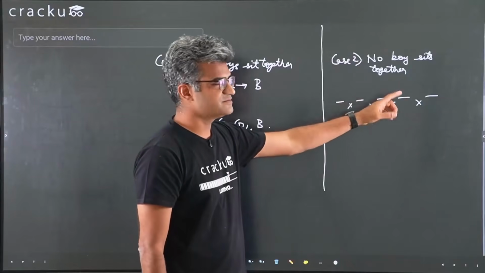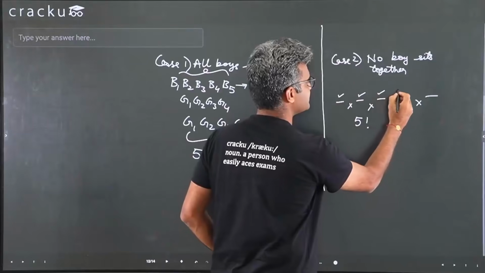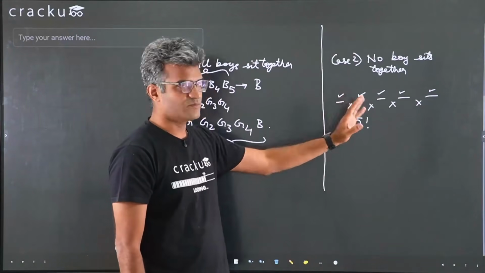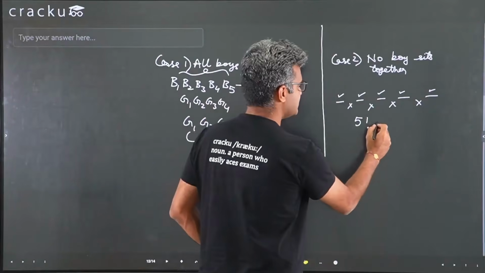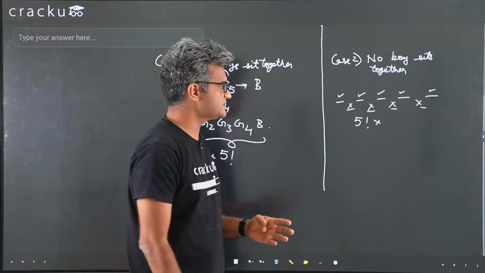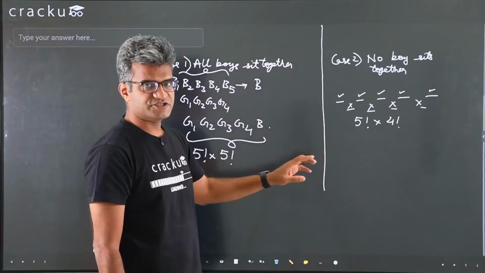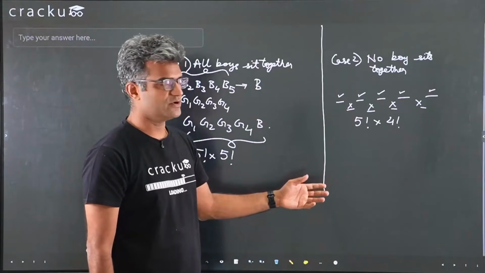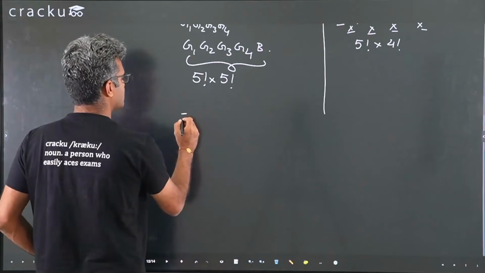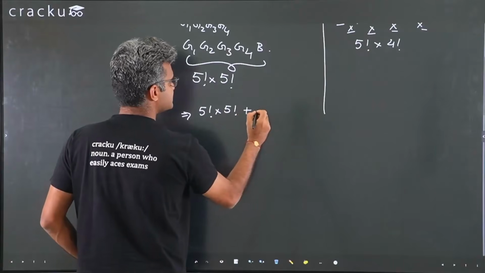Now the boys amongst themselves can be arranged in 5 factorial ways. That is, amongst these places where the boys are sitting, there are 5 spots and we have 5 boys. We can arrange the boys in 5 factorial ways. Similarly, we have 1, 2, 3, 4 spots for the girls and we have exactly 4 girls. They can be arranged in 4 factorial ways. So the total number of ways in which no boy sits adjacent to another boy is 5 factorial into 4 factorial. Overall, the total will be 5 factorial into 5 factorial plus 5 factorial into 4 factorial.